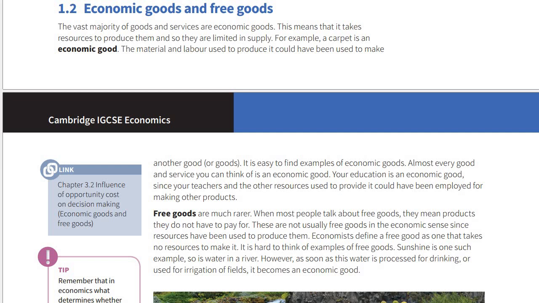Now, in contrast to that, we have free goods. Free goods are when we do not have to pay to produce them. So for example, we have water, sunshine, anything that is natural and not made through usage of any form of labor or materials is considered a free good. Just consider this as anything that is naturally created by God.